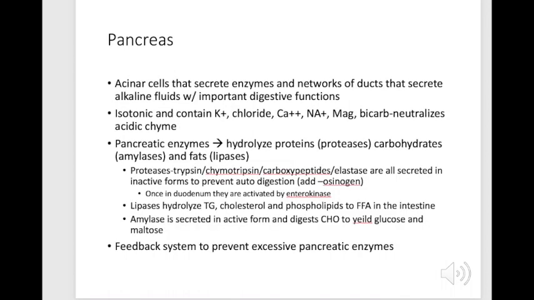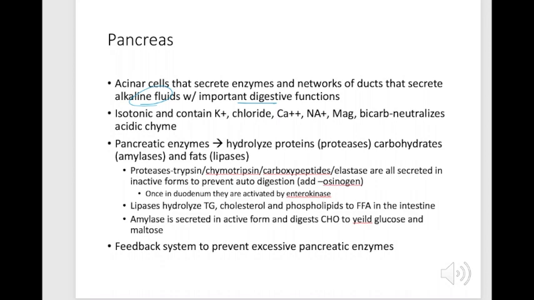The pancreas is approximately 20 centimeters long, with its head tucked into the curve of the duodenum and its tail touching the spleen. It lies deep in the abdomen behind the stomach, and it is very unique because it has both endocrine and exocrine function. The endocrine pancreas secretes insulin, glucagon, somatostatin, and pancreatic polypeptide. The exocrine pancreas is made up of acinar cells, which secrete enzymes, and networks of ducts that secrete alkaline fluids with important digestive functions.